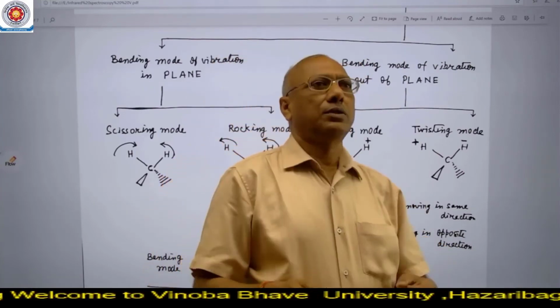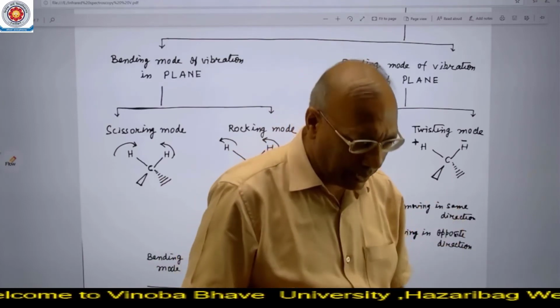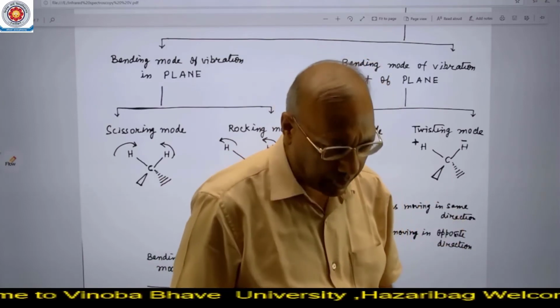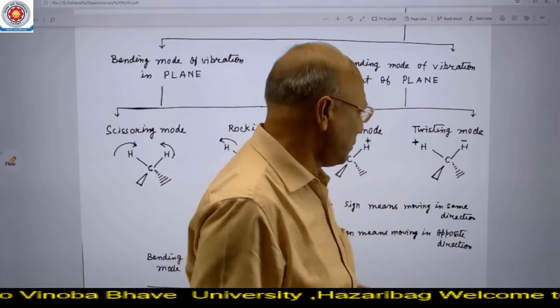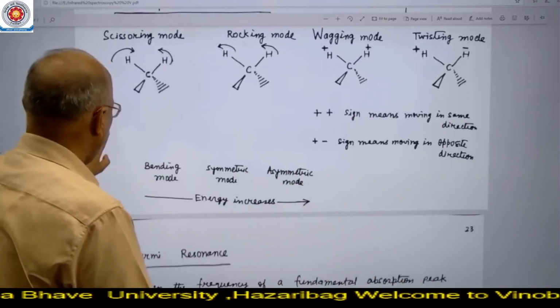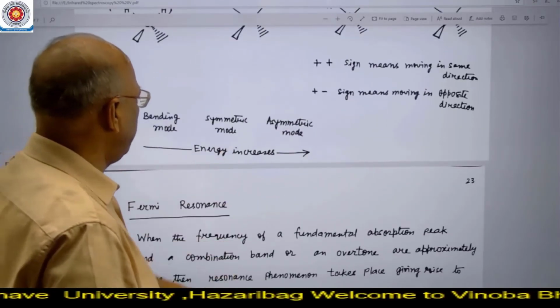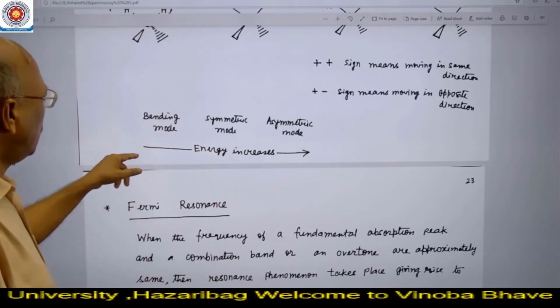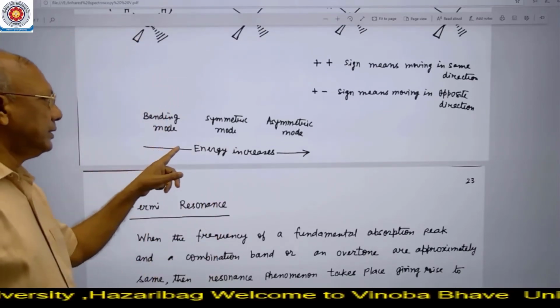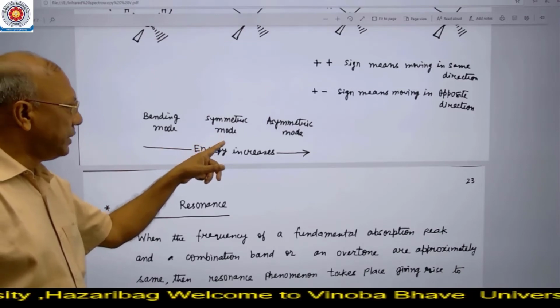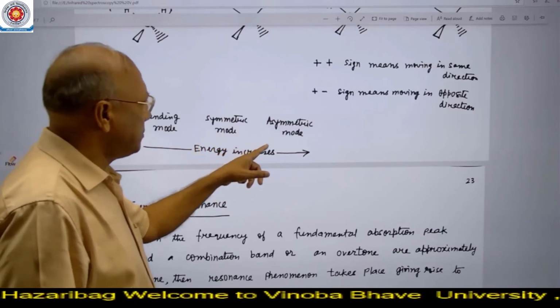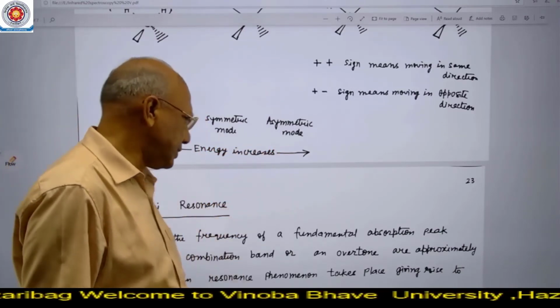Wagging is like moving our head, coming to this side and going to that side. So this is a wagging mode of vibration. What is the energy requirement of these vibrations? Bending mode of vibration has the lowest energy. Then comes the energy of the symmetric mode of vibration, and the asymmetric mode of vibration has the highest energy.